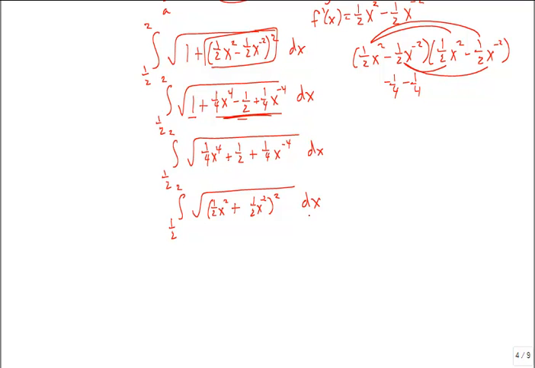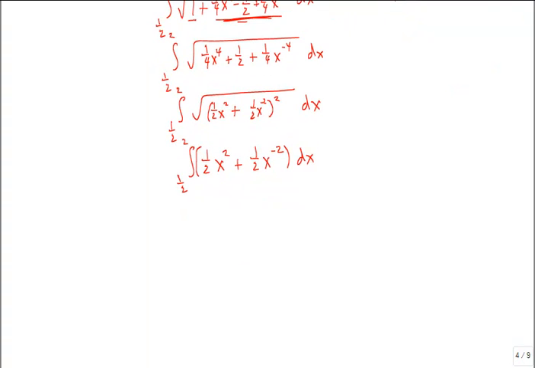Now the good news is, since that's a perfect square, it's going to cancel out that square root. So we lose the square root completely, which gives us 2 terms which we can integrate pretty easily. So I'm going to leave the 1/2 out front, and x squared becomes x cubed over 3. So this is x cubed over 6.